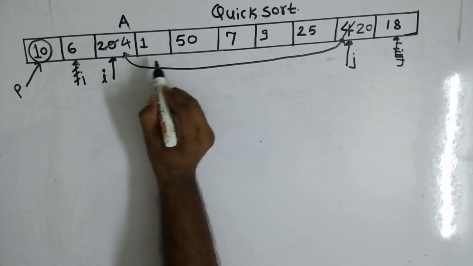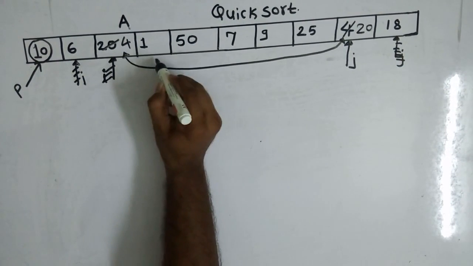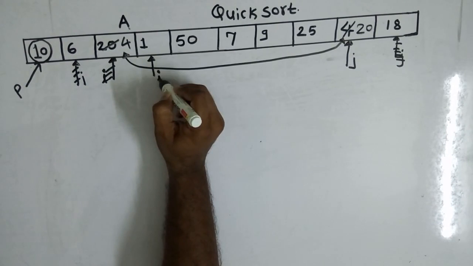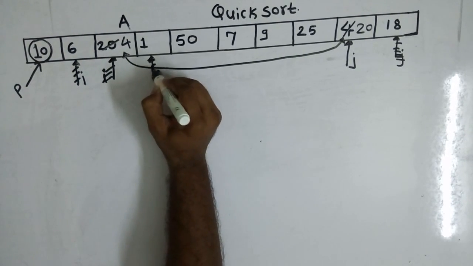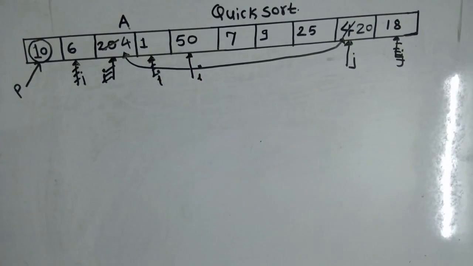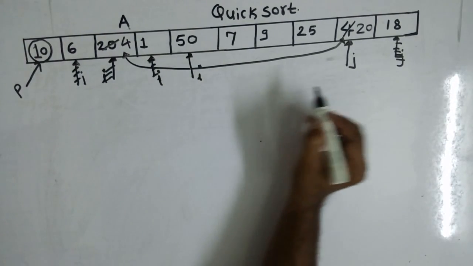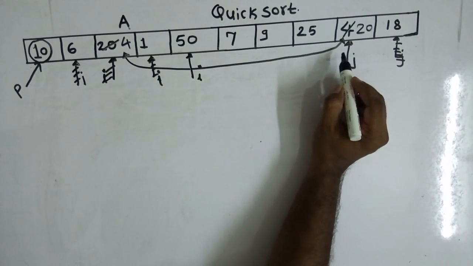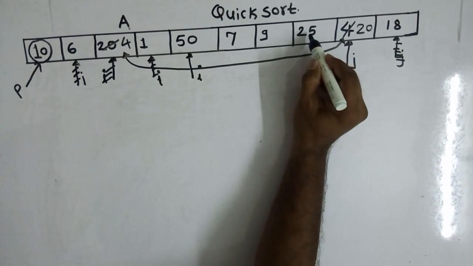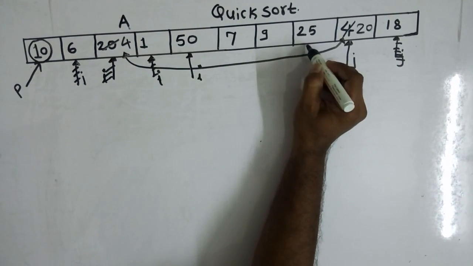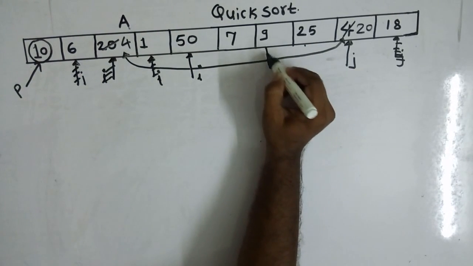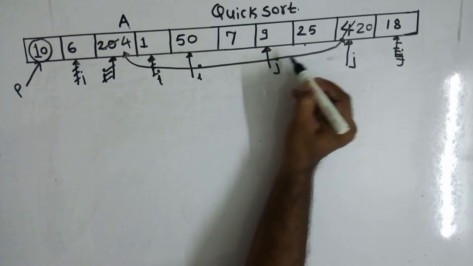I'll repeat this from i. So I'll go to this place. So the element here is 1 which is less than pivot, so let it sit there. Go to this place. The element here is 50 which is greater than pivot, so our i will stop here. Now we'll start from j and search for the element lesser than pivot. So I have 25 on this place which is greater than pivot, so let it sit there. I will go to this place. I have 9 which is less than pivot, so our j will stop here.